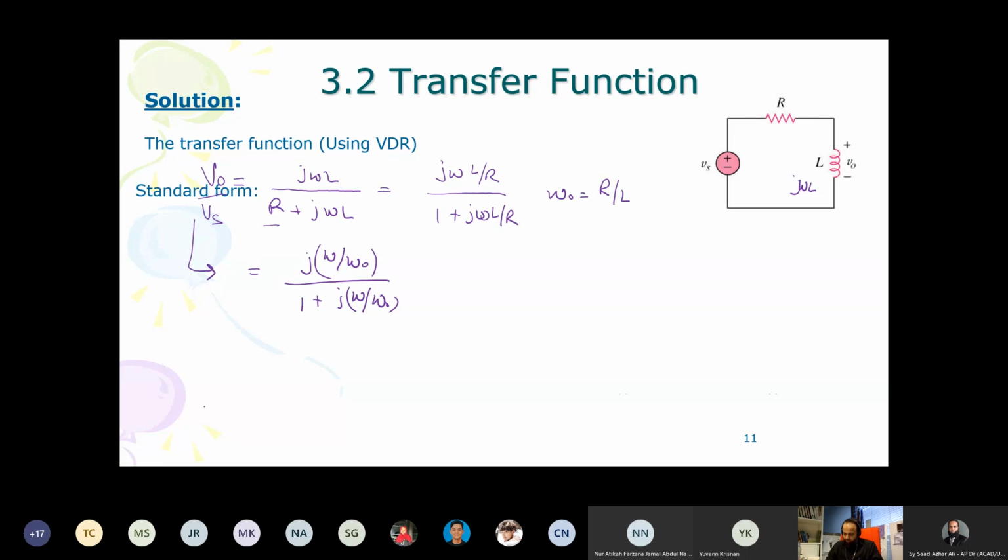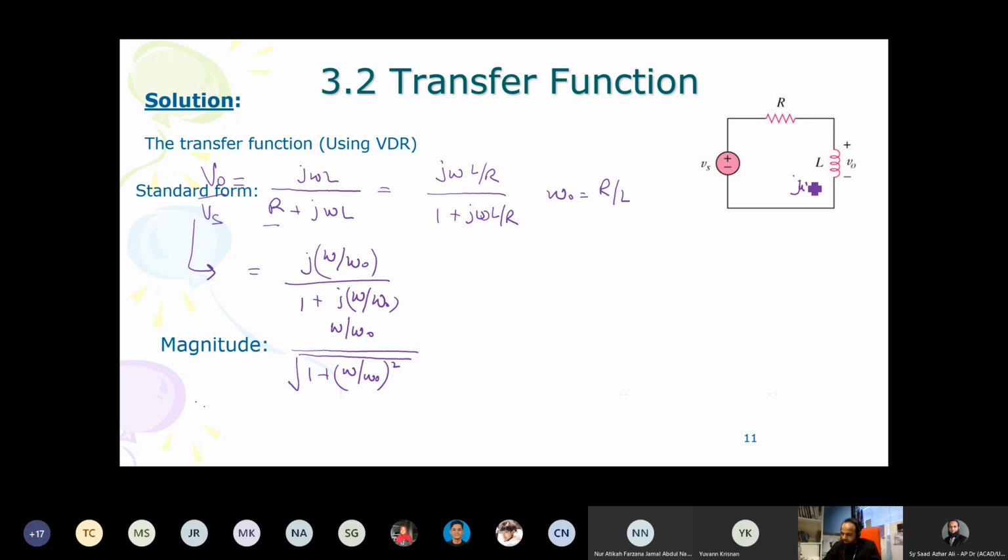So what will be the magnitude of this? The magnitude of the numerator is omega upon omega naught. And the magnitude of the denominator is very simply, just like last time, the square root of 1 plus (omega upon omega naught) squared. Is it okay so far? Anyone not following?